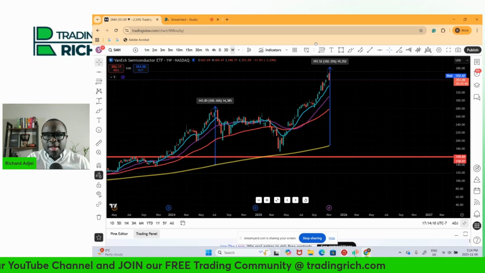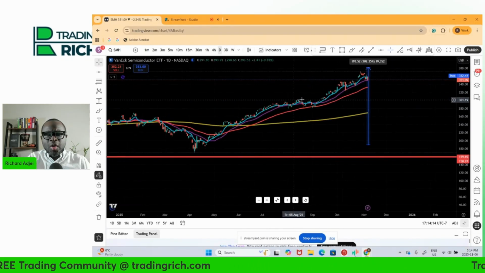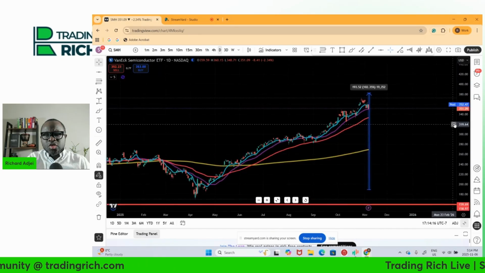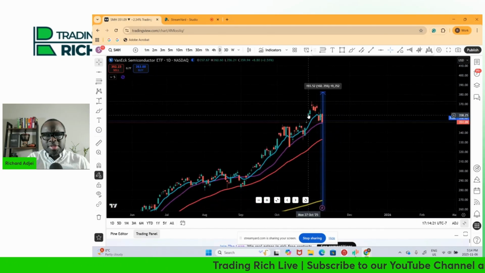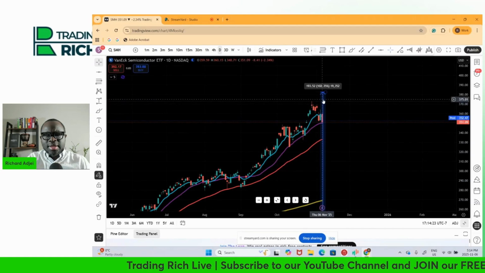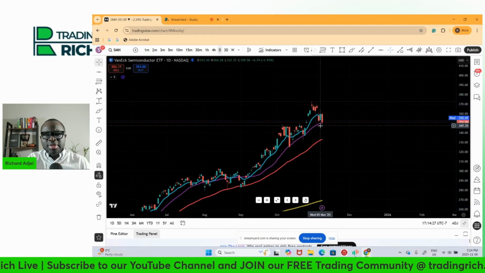This is the weekly time frame. If you go to the daily, look at what we're seeing here. Over here we got this top and tail candle on the daily, and then we got this sell here.